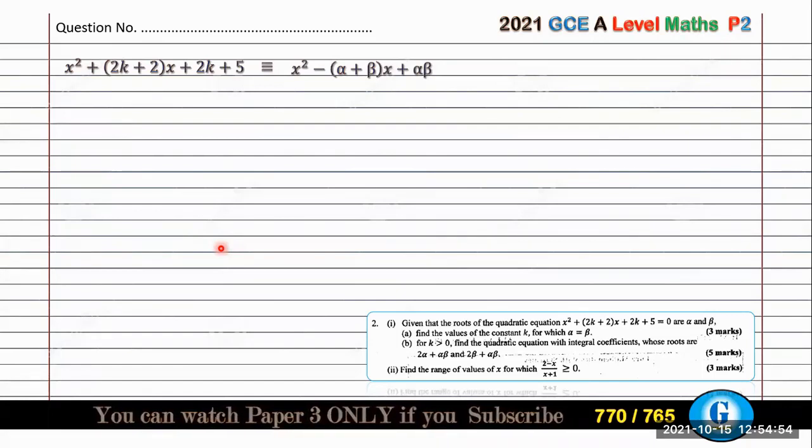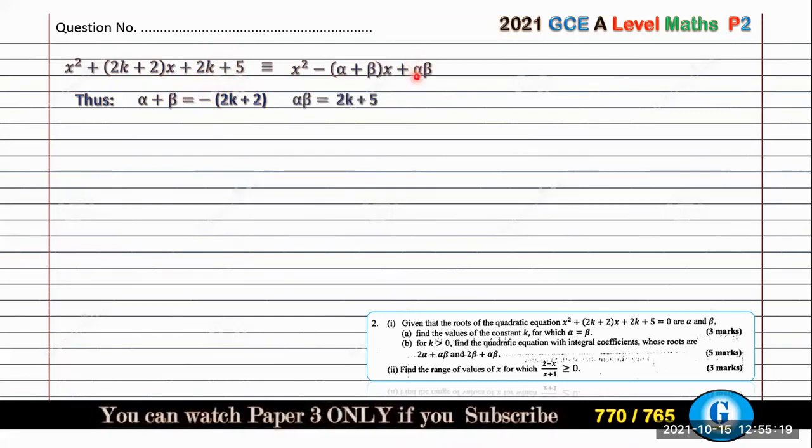And from this point, our alpha plus beta, that sum of roots, should be equal to minus 2k plus 2. Can you see? So we equate the coefficients of x on both sides. You see that alpha plus beta is equal to minus into 2k plus 2, right? Then this 2k plus 5, which is a constant on the left-hand side, the corresponding constant on the right-hand side is alpha beta. So our alpha beta is 2k plus 5.